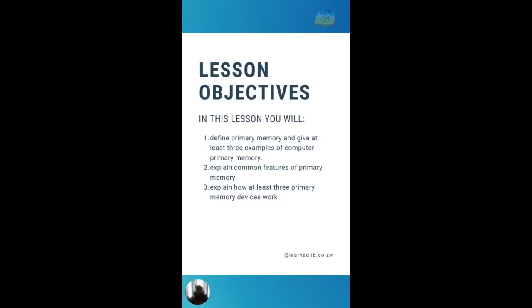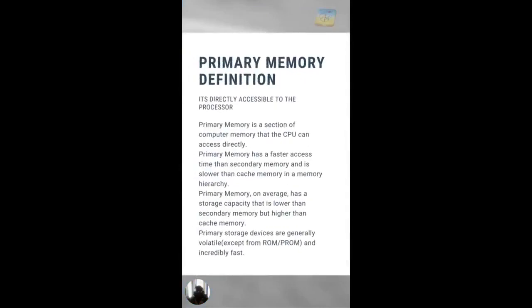So let me define primary memory. A primary memory is that memory of a computer which is directly linked to the processor. It means the processor can access the primary memory directly. So the primary memory is a section of a computer that the CPU can access directly. It has a faster access time than secondary memory, and it is slower than cache memory. Of course, we shall talk about cache memory in time.